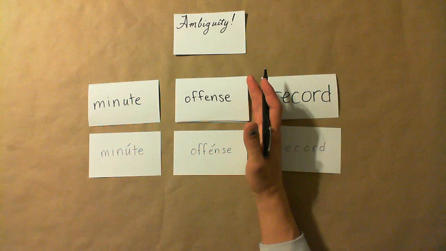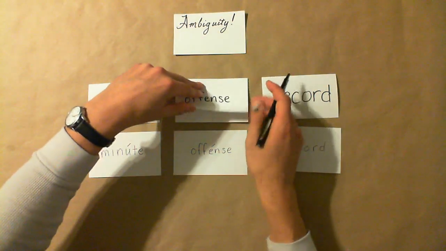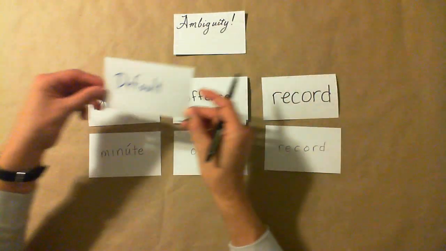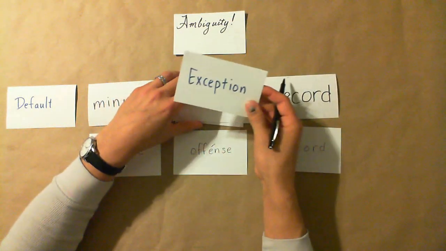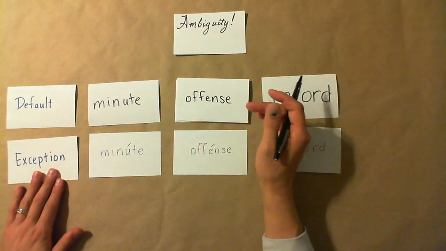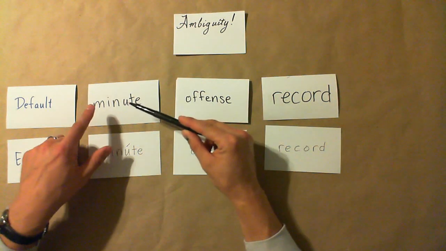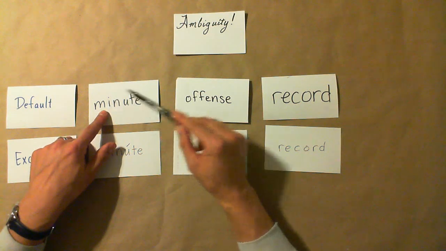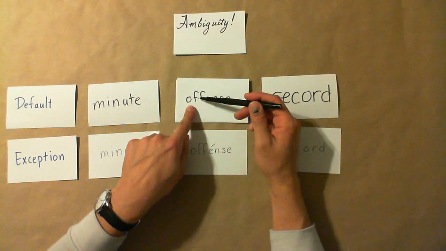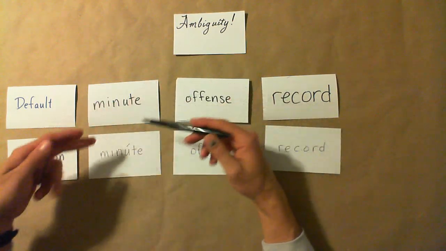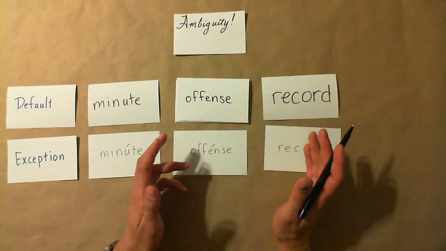And now this is very, very similar to what they do in Spanish. In Spanish, what you have is a default and an exception. So the default in Spanish is that if it ends with a vowel, then naturally we're going to pronounce it on the second to last syllable like this, minute. And this ends with a vowel, so this would be pronounced offense. So if you wanted to say minute, you would have to mark it. And if you wanted to say offense, you would have to mark it.